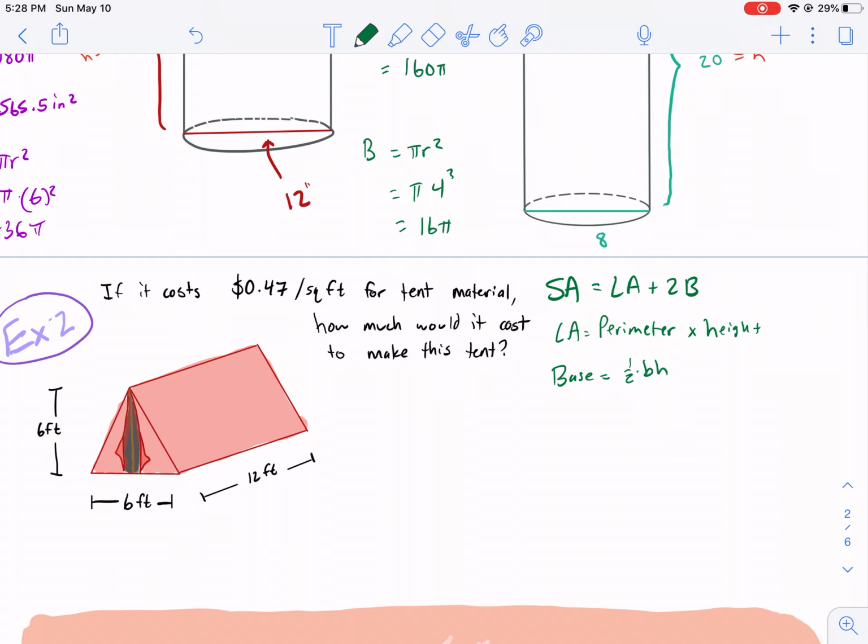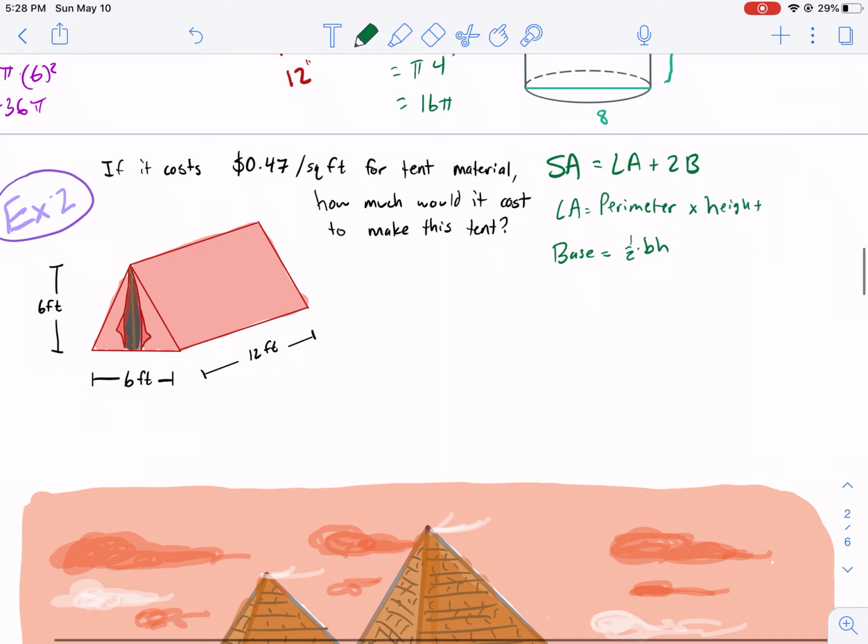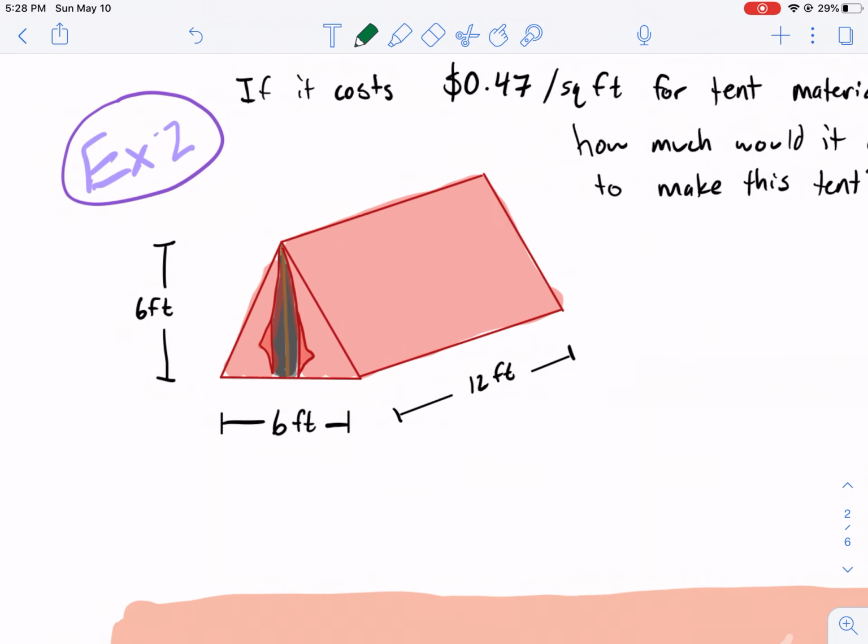So we can keep that in mind that we're going to be multiplying the base by 2. So let's go ahead and start with the lateral area. I think this is going to be a little bit more challenging than you expect. So we need to find the perimeter. Now, here's where a lot of people mess up.